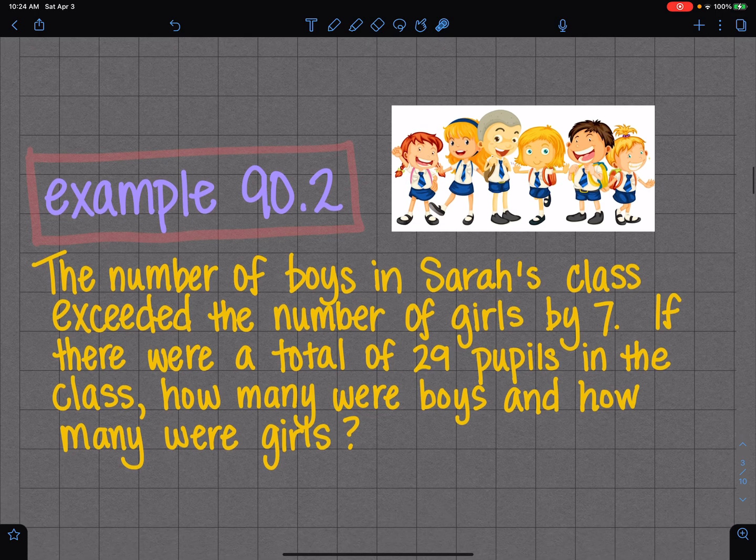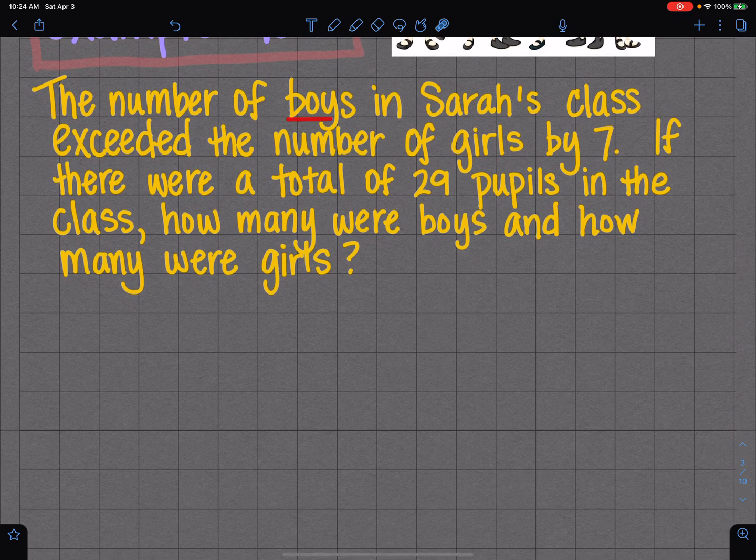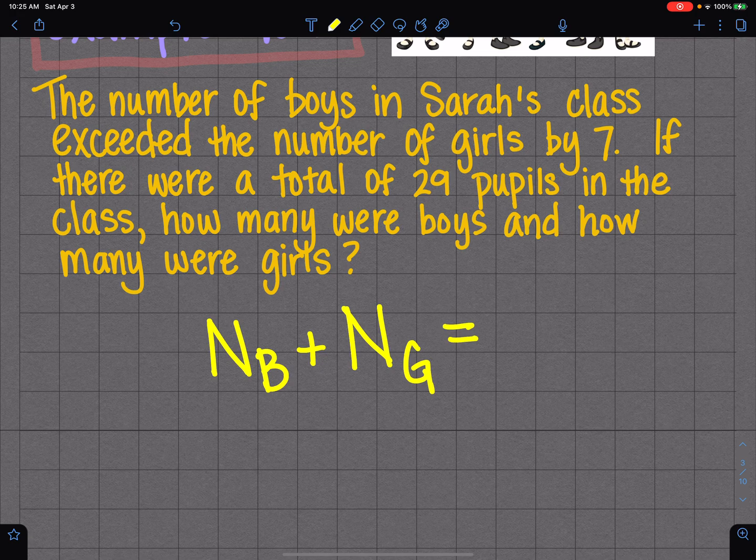Example 90.2 says, the number of boys in Sarah's class exceeded the number of girls by 7. If there are a total of 29 pupils, kids in the class, how many are boys and how many are girls? So I'm going to write the number of boys plus the number of girls has to equal 29 because there's 29 kids in the class total. That's the easy part of this problem, right? Because it says if there were a total of 29 pupils. So that's what I pulled out to get this.